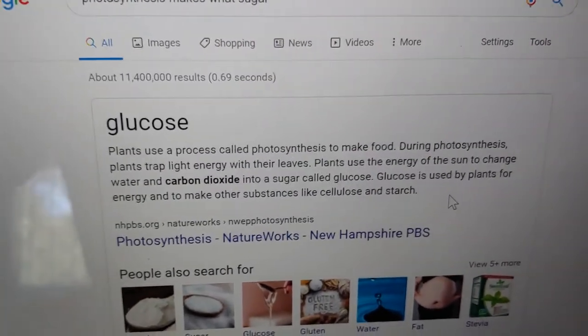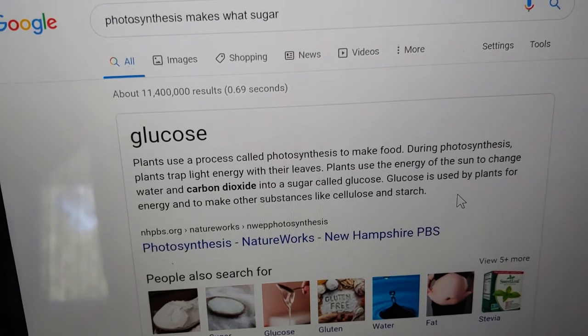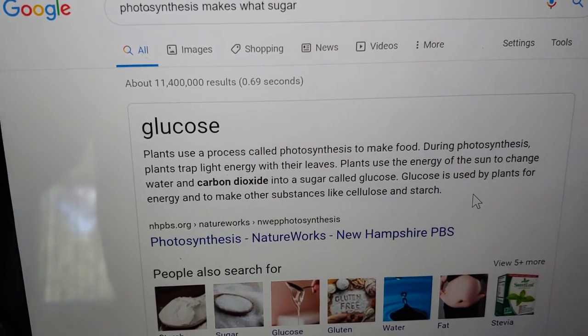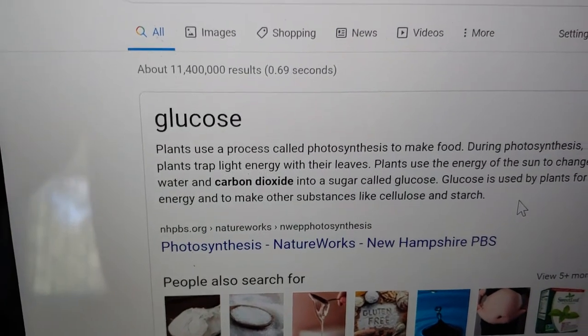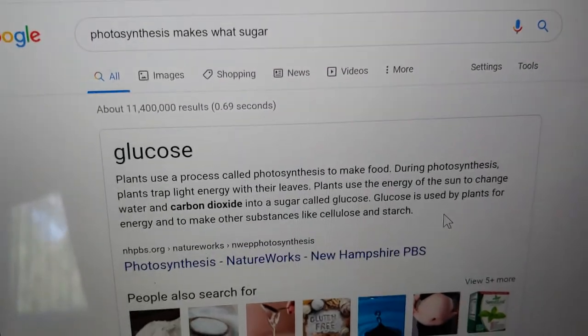Okay, so it was glucose. I was having a brain fart. Water and carbon dioxide are turned into glucose using the energy of the sun. So it was that. I don't know if that was the first one I said. I think it was the first one. I should have went with my gut instinct. So it was glucose. There we go.